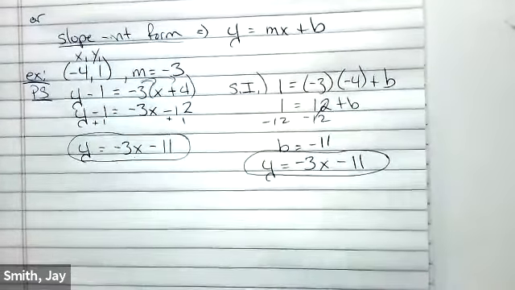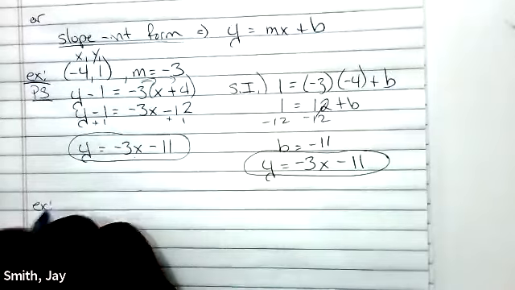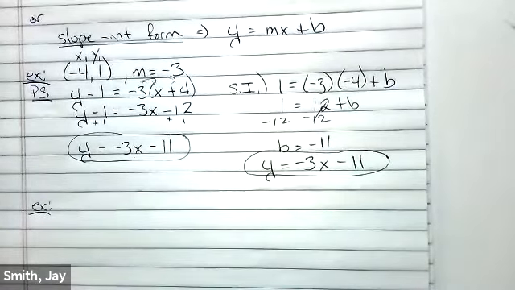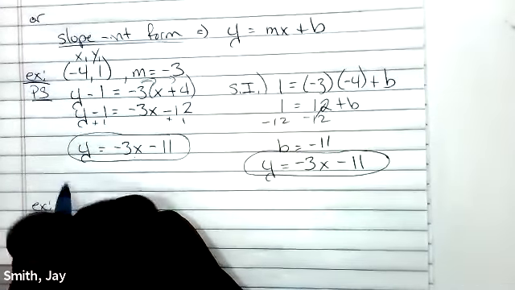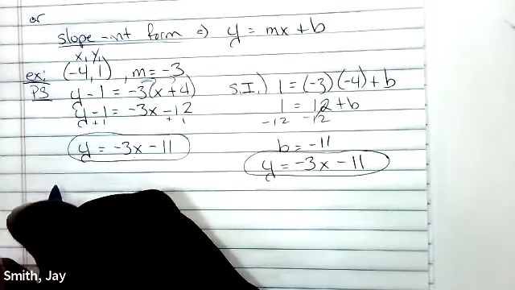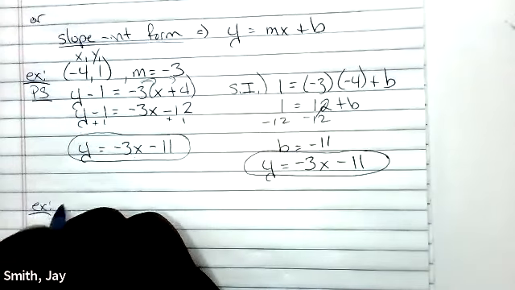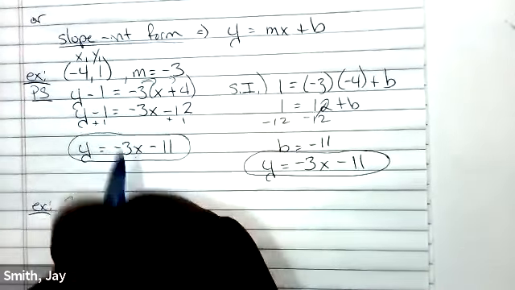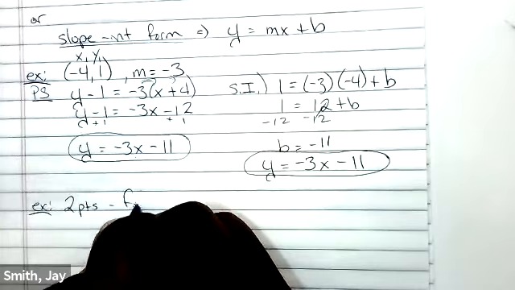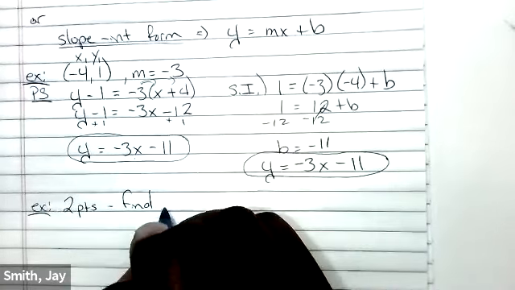Another scenario that they can give us, this time, they ask to find the equation of the line in standard form. But in this scenario, they're giving us 2 points, and we're asked to find the equation. If they give us 2 points, we want to find the slope first.